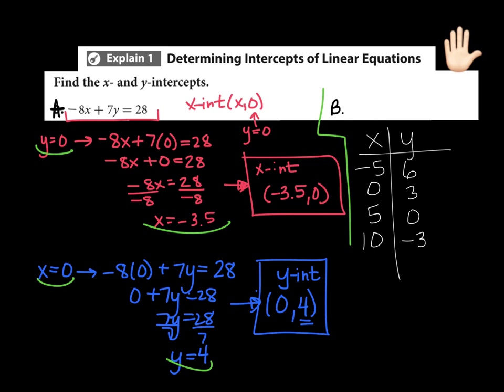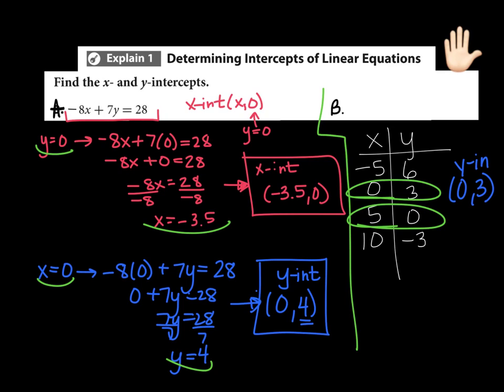On my table over here, it's really easy. They're actually already written for me. So you should understand intercepts are anywhere that you have zeros. So these are my two intercepts. And now I just have to think about which one's which. Well, 0, 3 has information in the y spot. So this is my y-intercept. And 5, 0 has information in my x spot. So this is the x-intercept.